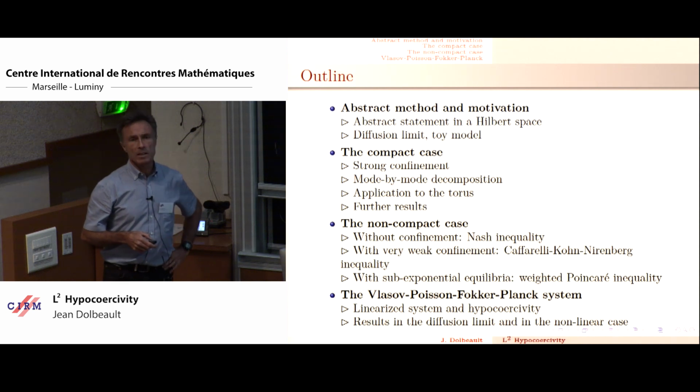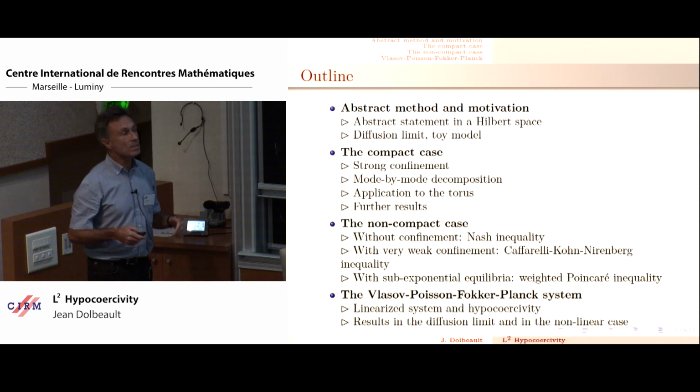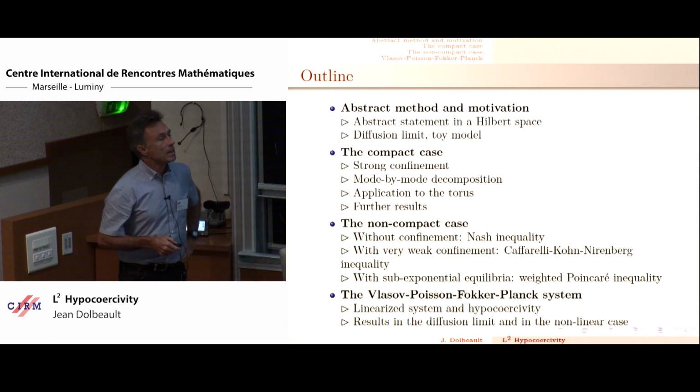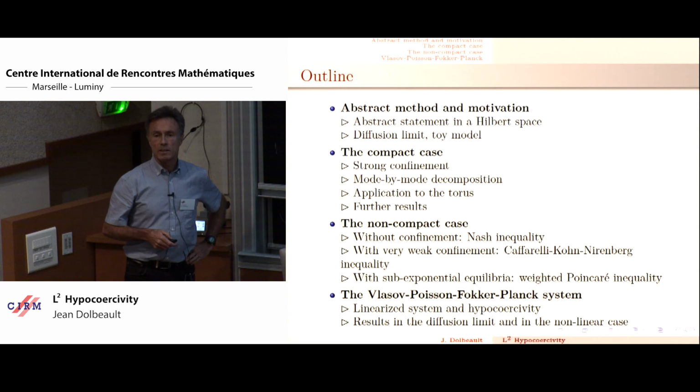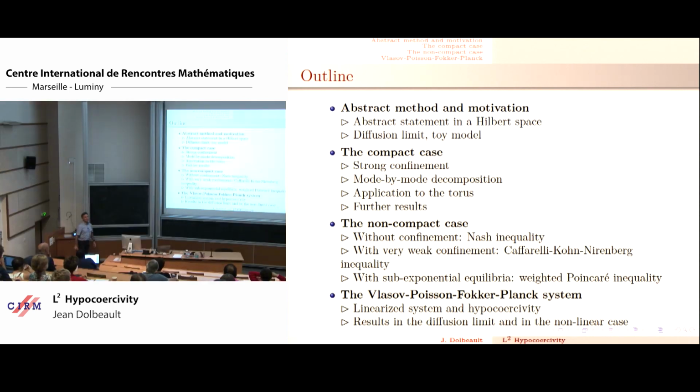Now, the non-compact case, which is probably the more interesting case, or the more recent one at least, is when one of these Poincaré inequalities is missing, and the message is that you can replace it by another inequality, and then you get the corresponding rate. And if time permits, I will also present some application to the Vlasov-Poisson-Fokker-Planck system, which will be the only weakly nonlinear case I'm going to consider in this lecture.